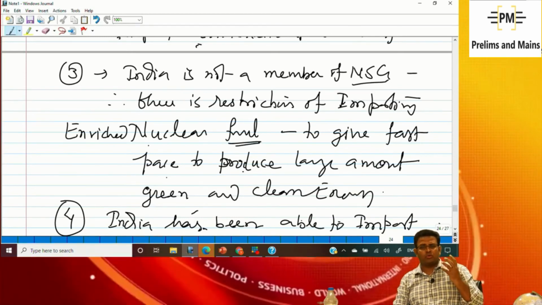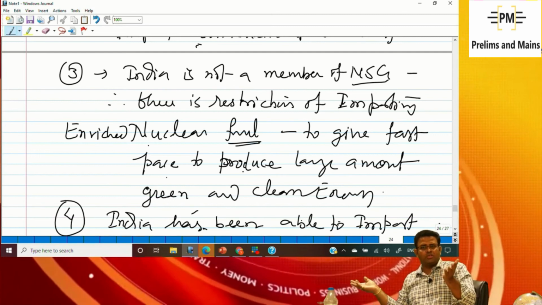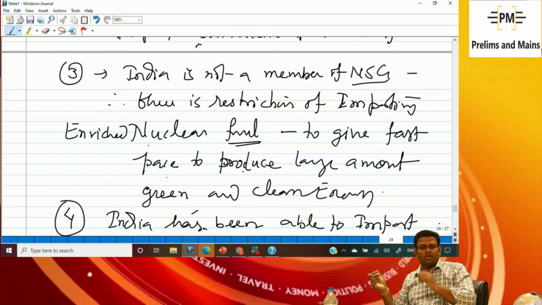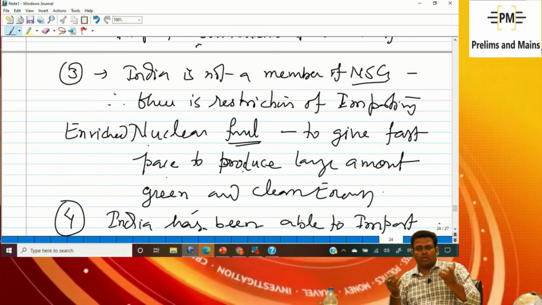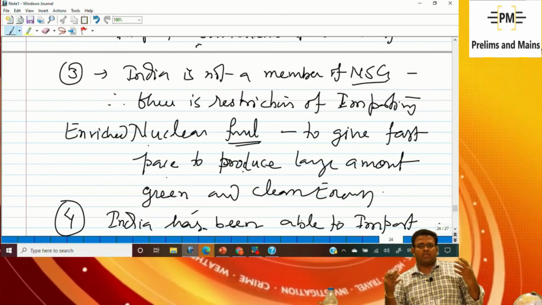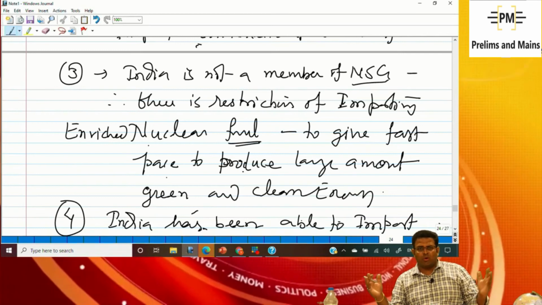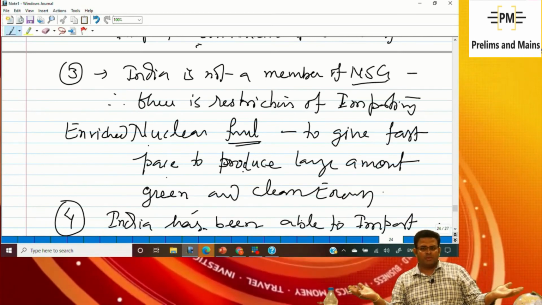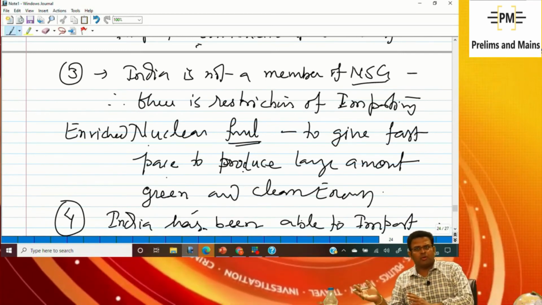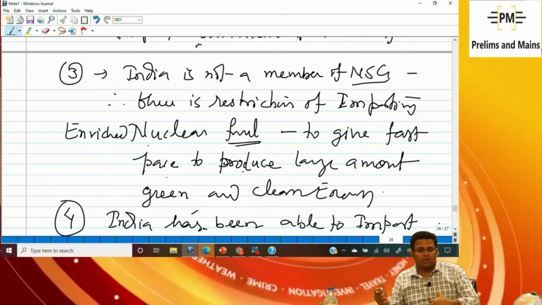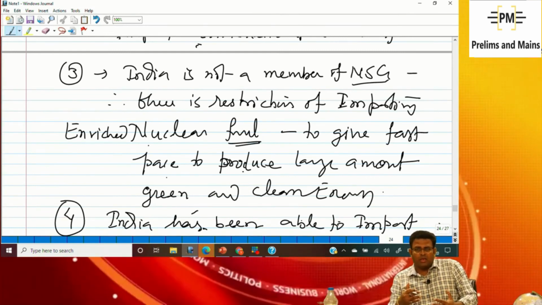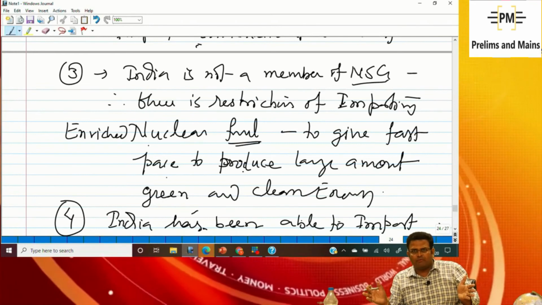So if I have to produce a large amount of clean energy, what is the source of clean energy? It is nuclear. And for nuclear, we should have fuel. If somebody is not giving enriched uranium and not giving the technology, then what should I do? If I have to produce a lot, then our dependency goes the other way, and that is the best way for India.